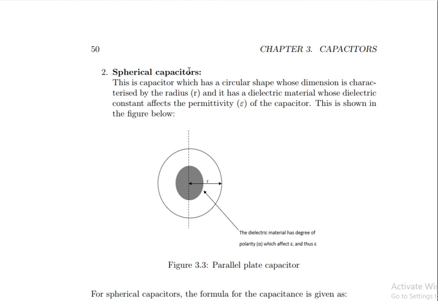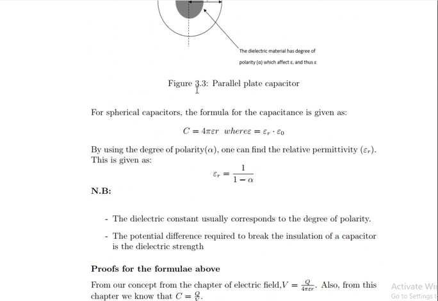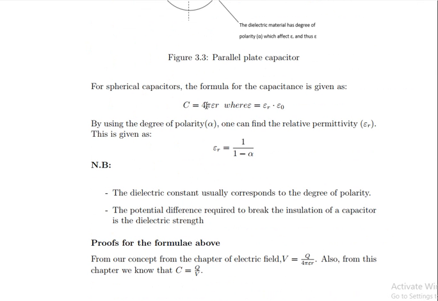Now, in the case of spherical capacitors, we note that the capacitance is going to be 4 pi epsilon R, where epsilon is equal to epsilon R times epsilon 0.